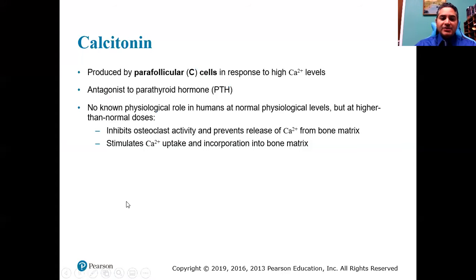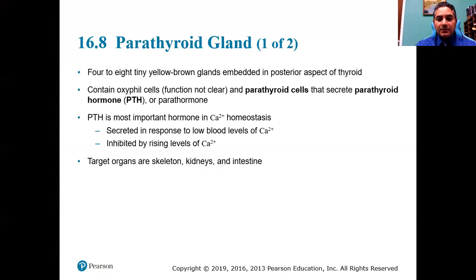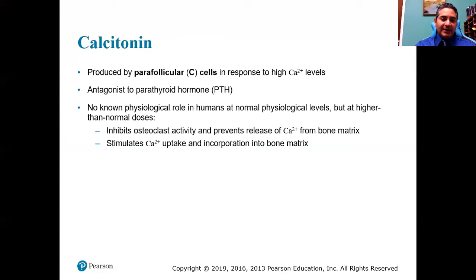So it's going to help stimulate calcium uptake and incorporation into the bone matrix, and it's going to prevent it from being released from bone matrix, due to this inhibition of the osteoclast cells. So again, let's take a look at these parafollicular cells, which secrete the calcitonin. And remember, follicular cells secrete TH, thyroid hormones. Well, I introduced the parathyroid hormone over here, so it leads us to discuss the parathyroid.